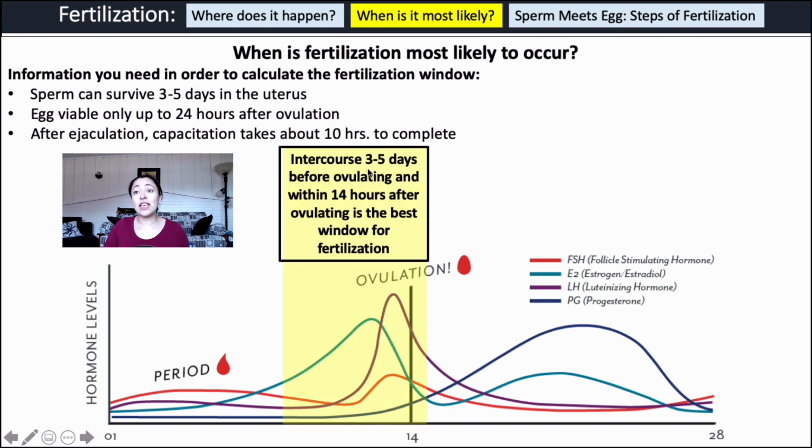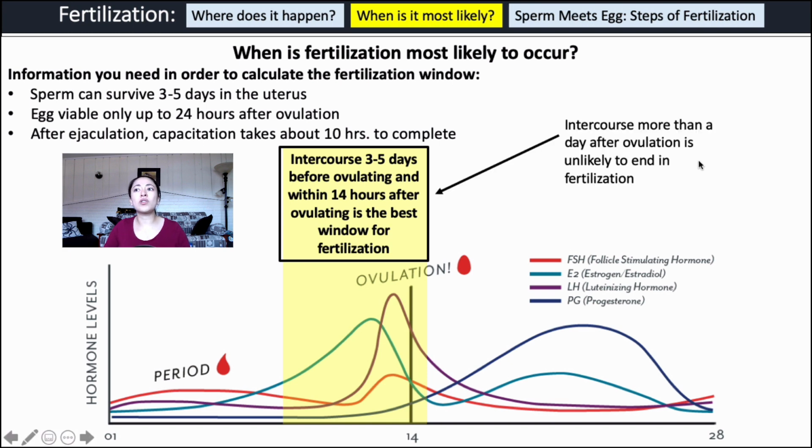Well, if you have intercourse 3 to 5 days before ovulating and within 14 hours after ovulating, that is the best window for fertilization. Now, you can't really go more than 14 hours after ovulation because it doesn't give the sperm enough time to undergo capacitation before the egg dies. This also means that intercourse more than a day after ovulation is very unlikely to end in fertilization.